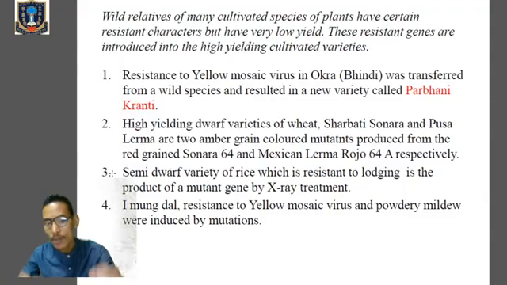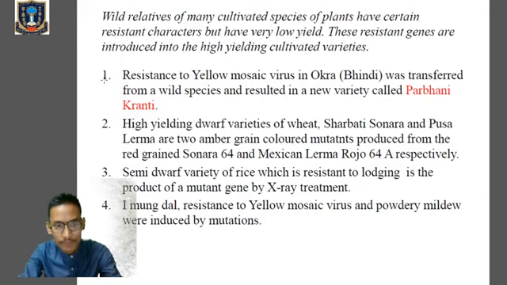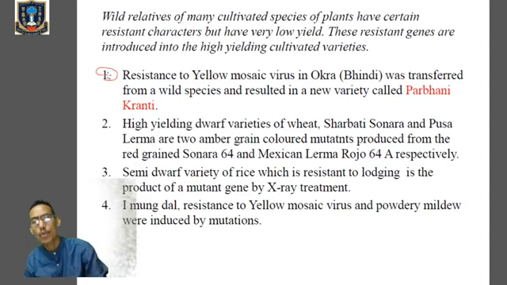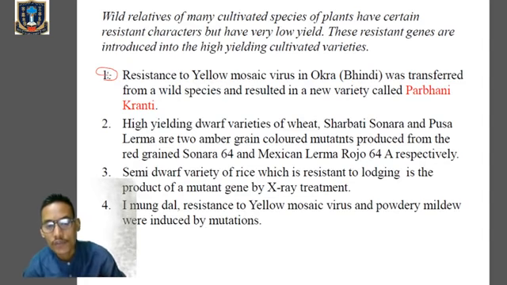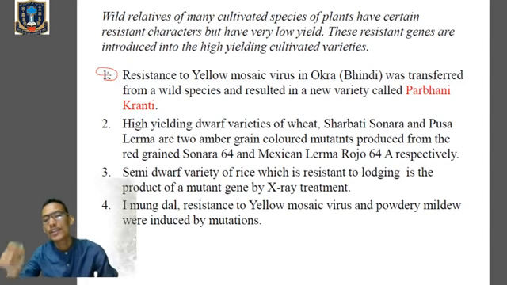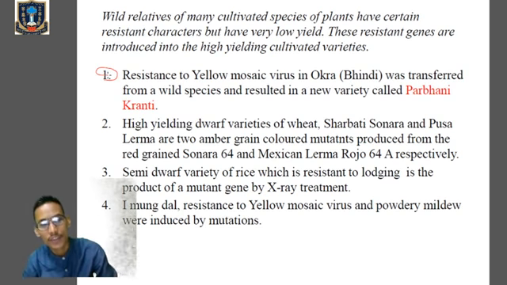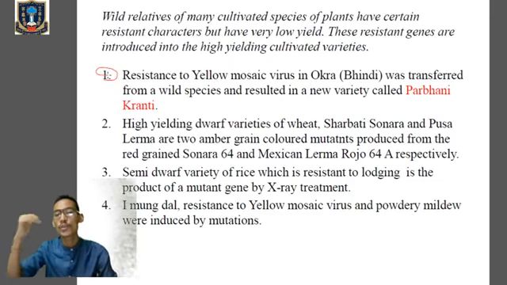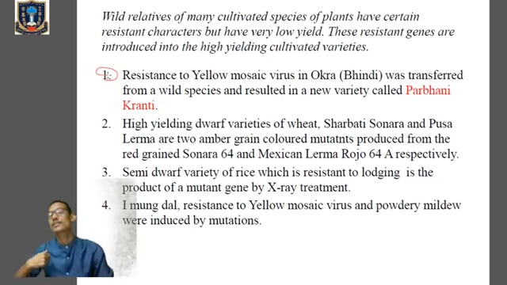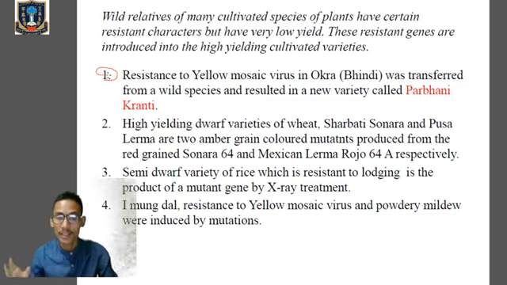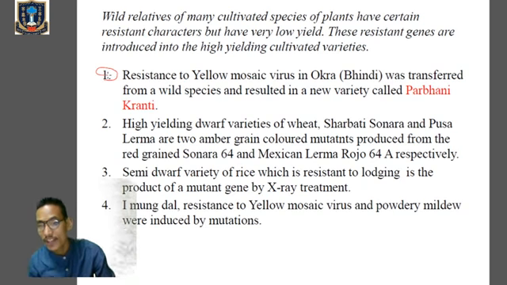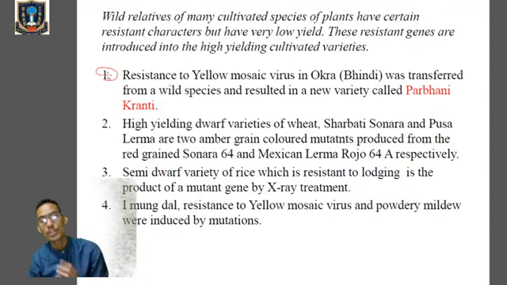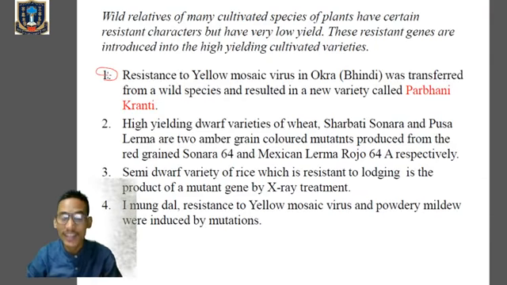So, resistance to yellow mosaic virus. Look at point number 1. Resistance to yellow mosaic virus in okra, vindi, was transferred from a wild species and resulted in a new variety called Parvani Kranti. So kindly remember the name Parvani Kranti. Okay, so this Parvani Kranti is now resistant to diseases as well as it has the higher production character. Therefore, this resistance to yellow mosaic virus in okra was transferred from the wild species, and that leads to the production of a new variety called Parvani Kranti.